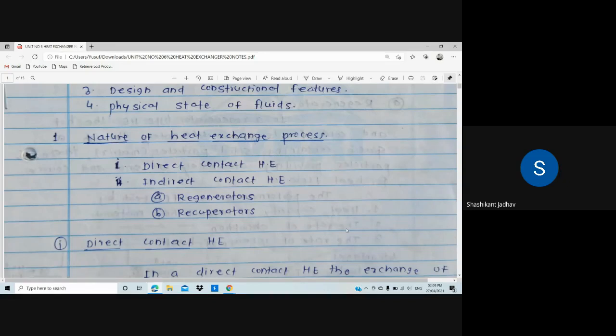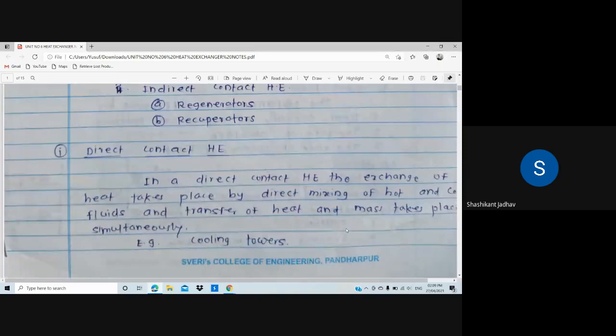Recuperators. Okay, so these are the types according to the nature of heat exchange process. Now we have to complete this: what is meant by direct contact heat exchanger, then what is meant by indirect contact heat exchanger, then what is meant by regenerator, and what is meant by recuperator. So one by one we have to complete this.